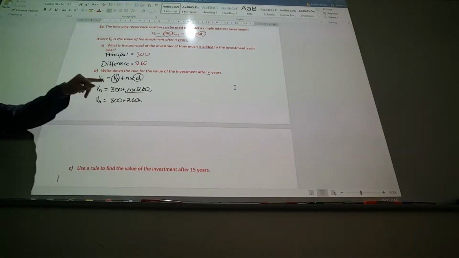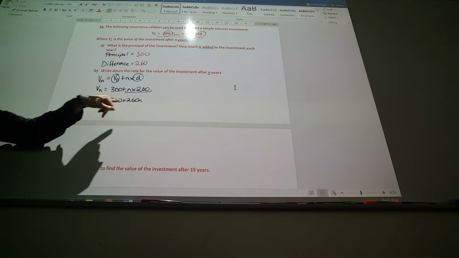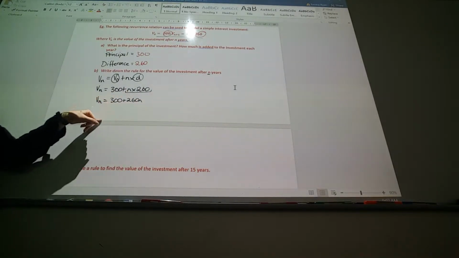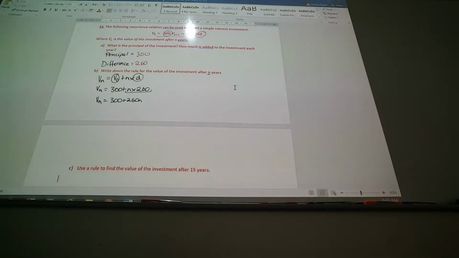But this is really important: if it says n years, you write it with both the v and the n at the end. If you don't put the n's in, or if you use a number, it won't be marked correct. Yes, how did you choose that rule?